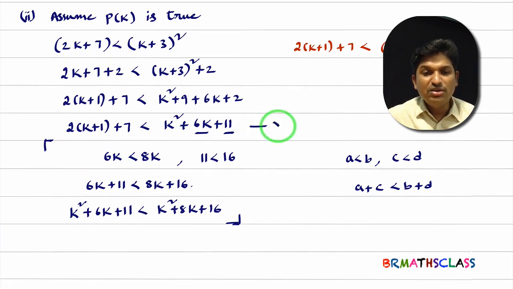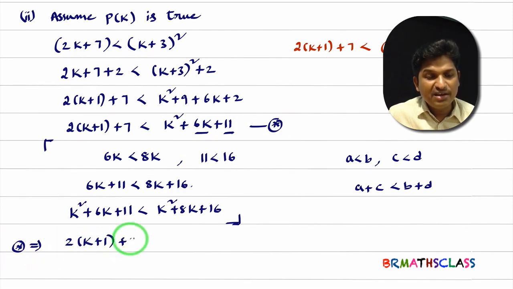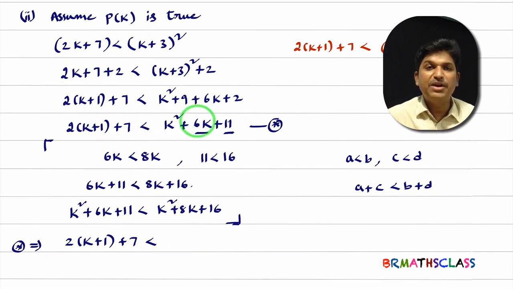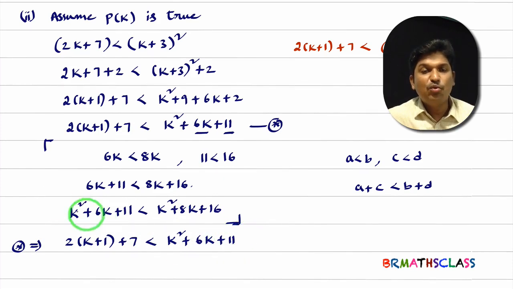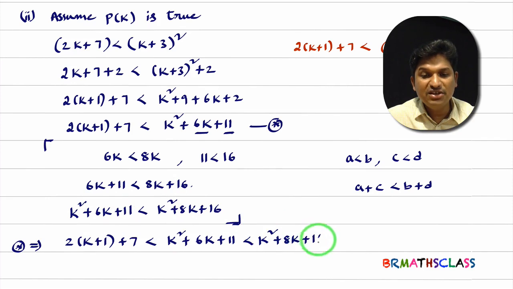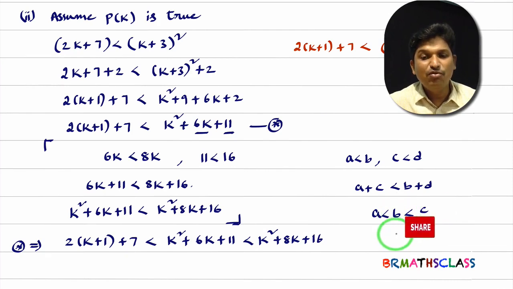Now you come back to this expression star. From this what can I write? I can write that 2 into k plus 1 plus 7 is less than, from this I am writing this, k square plus 6k plus 11. Now you see this one. What I got just now, k square plus 6k plus 11 is less than k square plus 8k plus 16. We got this now, right? Now you see this point. If A is less than B and B is less than C, then what can we say? We can say that A is less than C.